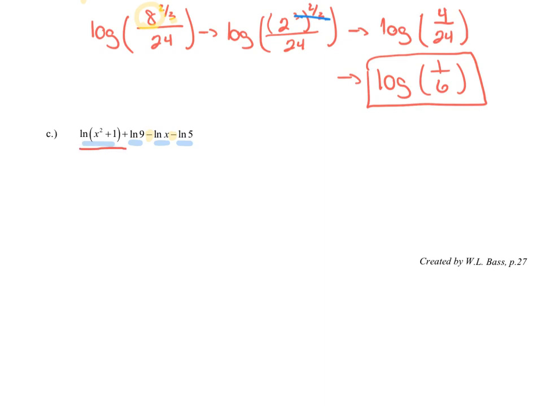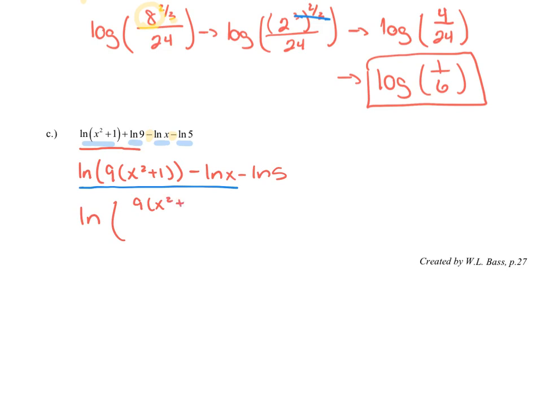So we're going to grab the first 2 logarithms first, and I'm going to rewrite that initially as a natural log, and I'm going to multiply these 2 arguments. So I'm going to have my 9, I like to put the 9 in the front, and the x squared plus 1. And then I'm going to rewrite the remaining 2 logs, natural log x minus natural log 5. Now I'm going to take the 2 leftmost ones, and I'm going to condense those. And now this one is going to be a division, so I'm going to have my single natural log. The numerator is the 9 times the x squared plus 1. The denominator is just an x, and I still have a natural log of 5.